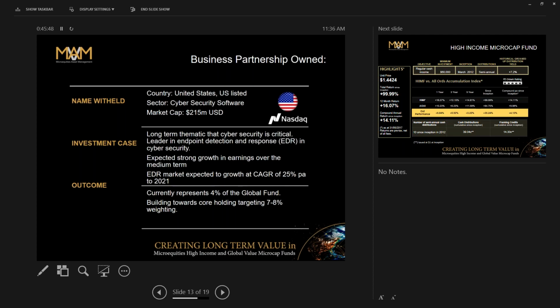I'm going to talk about a business partnership currently owned, but we're still in the accumulation phase. It's a tremendously exciting business. This business is involved in cyber security. It's a leader in endpoint detection and response, and without going to overtly technical matters, essentially what endpoint detection means, it sits rather than at the server or at the firewall end of a network, it sits at the user level, whether it's the PC, the tablet, the email program. This security detection, the cyber security detection, sits at the user end, whatever the mechanism the user is interacting with.